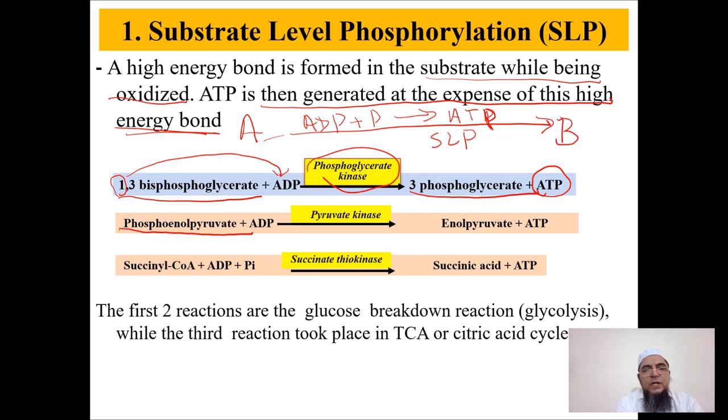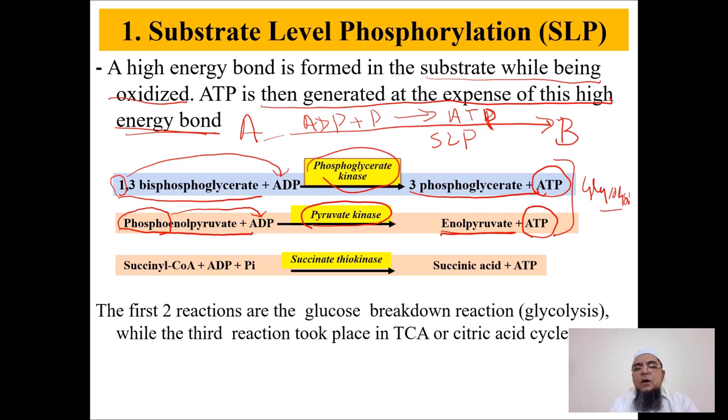Another example is phosphoenol pyruvate, which with the help of the enzyme pyruvate kinase will convert into enol pyruvate, and the phosphate will attach to ADP and convert it into ATP. These two are examples of the glycolysis pathway. The third example is of the citric acid cycle pathway. Succinyl-CoA: this reaction is so powerful, catalyzed by the enzyme succinate thiokinase, that it will attach inorganic phosphate with the ADP to make ATP and convert succinyl-CoA into succinic acid. So this is a reaction of the TCA cycle or citric acid cycle.